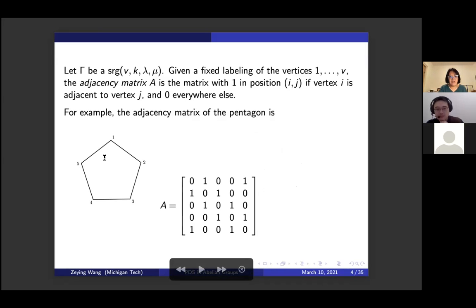If you look at my graph of the pentagon, vertex 1 is adjacent to vertex 2 and 5. And so at the entry (1,2) and the entry (1,5), we put 1, and the other positions in row 1 we put 0. So that's the adjacency matrix, right?